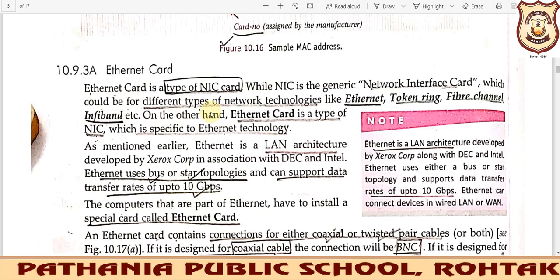Ethernet card is just like your NIC card, or we can say it is a type of NIC card. NIC stands for network interface card, we have just discussed. This NIC card is required for the establishment of Ethernet, which is a LAN architecture that uses bus topology or star topology. Those topologies we have already discussed, and it may support a data transfer rate up to 10 Gbps.